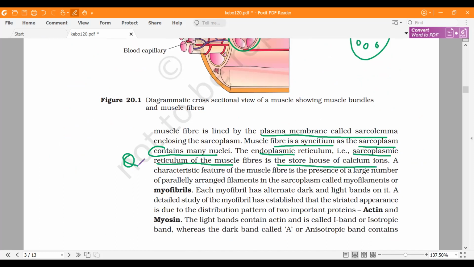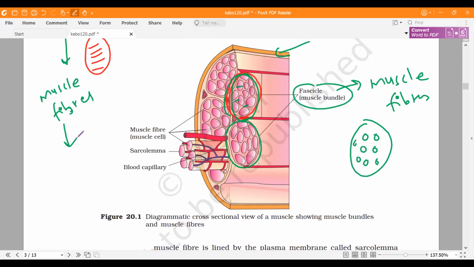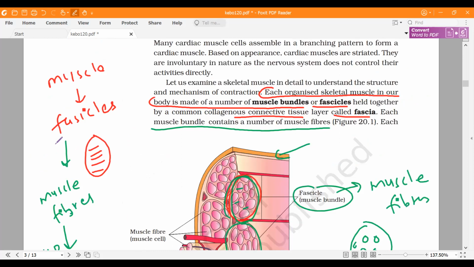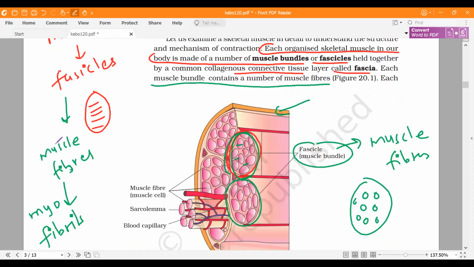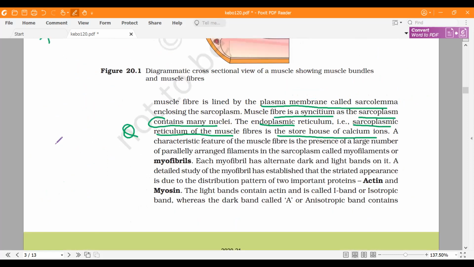Now if we talk about a single muscle fiber, then it has a large number of small filaments or fibrils. Each muscle fiber is made of a large number of small filaments, which we call myofibrils. So try to understand each muscle has so many fascicles, each fascicle has so many fibers, and each fiber is made of so many small fibrils, which we call filaments or myofibrils. These are also termed ultra fibers, and this fibril contains alternate dark and light bands.